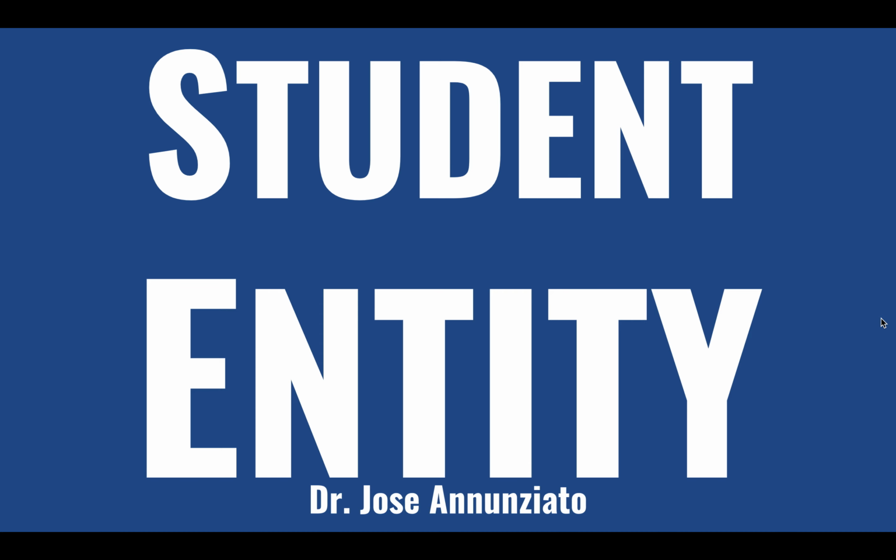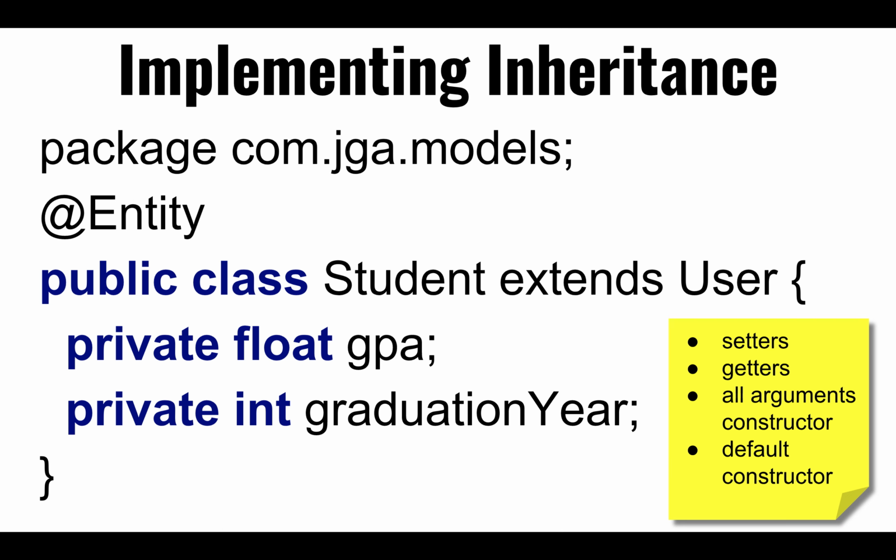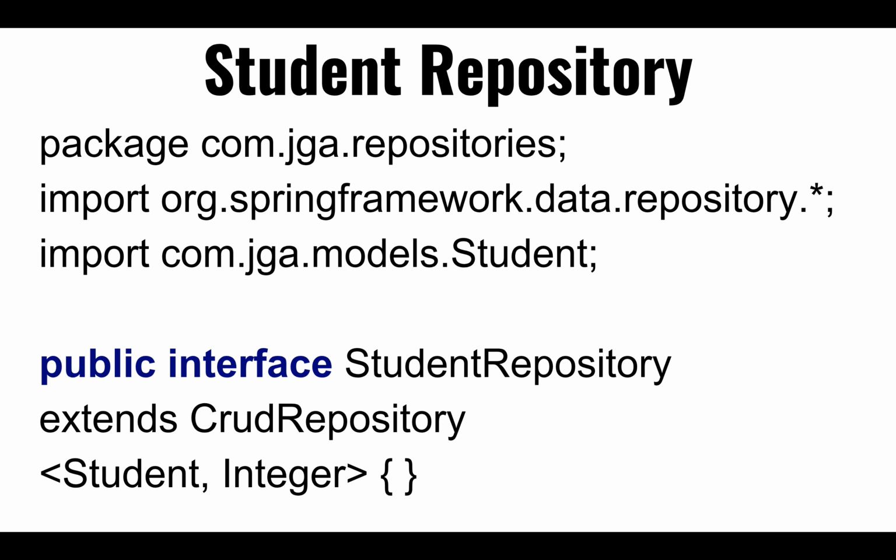All right, so let's take a look at the student entity. Very similar to what we had in the faculty side. This is a class that inherits from the base class of user, and it's going to declare some fields that are specific to students, such as GPA and when they're expected to graduate, plus the public setters and getters and whatnot, and a dedicated CRUD repository, right? That would know how to retrieve specifically just students, right?